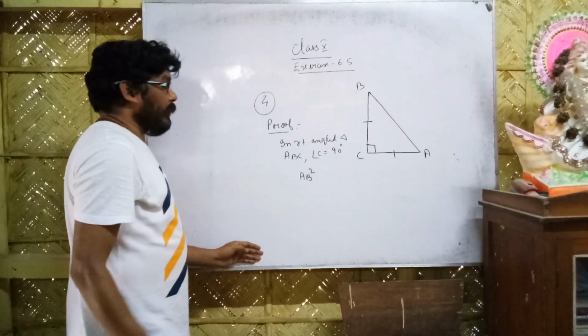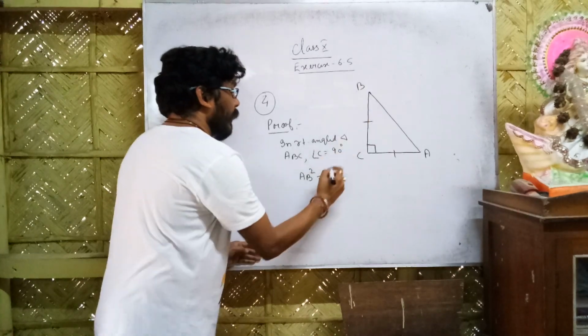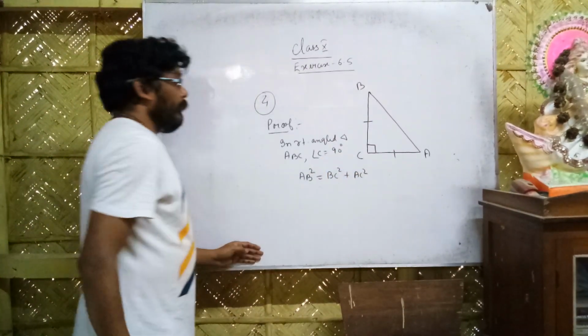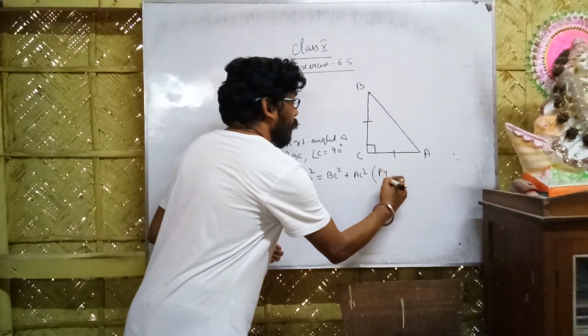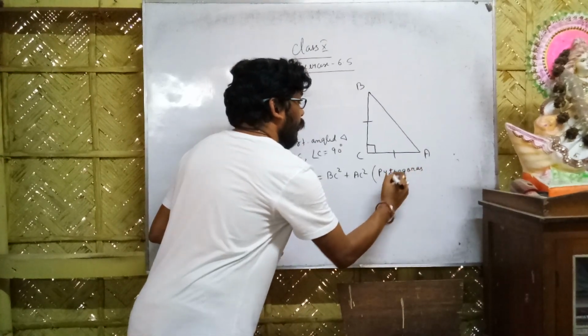So what did Pythagoras say? Hypotenuse square equal to perpendicular square, you can write BC square plus base square. Okay, here you can write Pythagoras theorem.